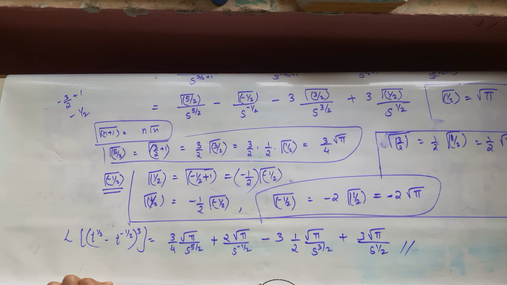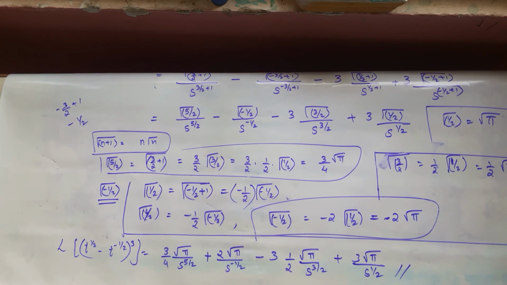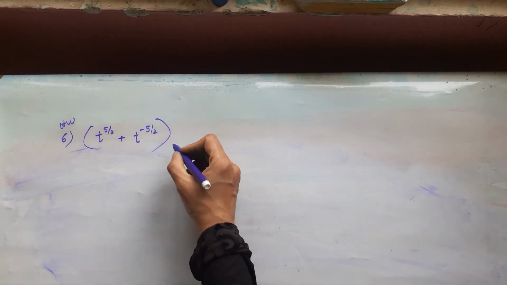I want you all to work for one more problem of the same kind as homework. I'll give it to you here, just 1 minute. Okay, work on the same problem written on the screen. Find the Laplace transform of t to the power 5 by 2 plus t to the power minus 5 by 2. It's a homework problem for you. Work on this on your own, okay.